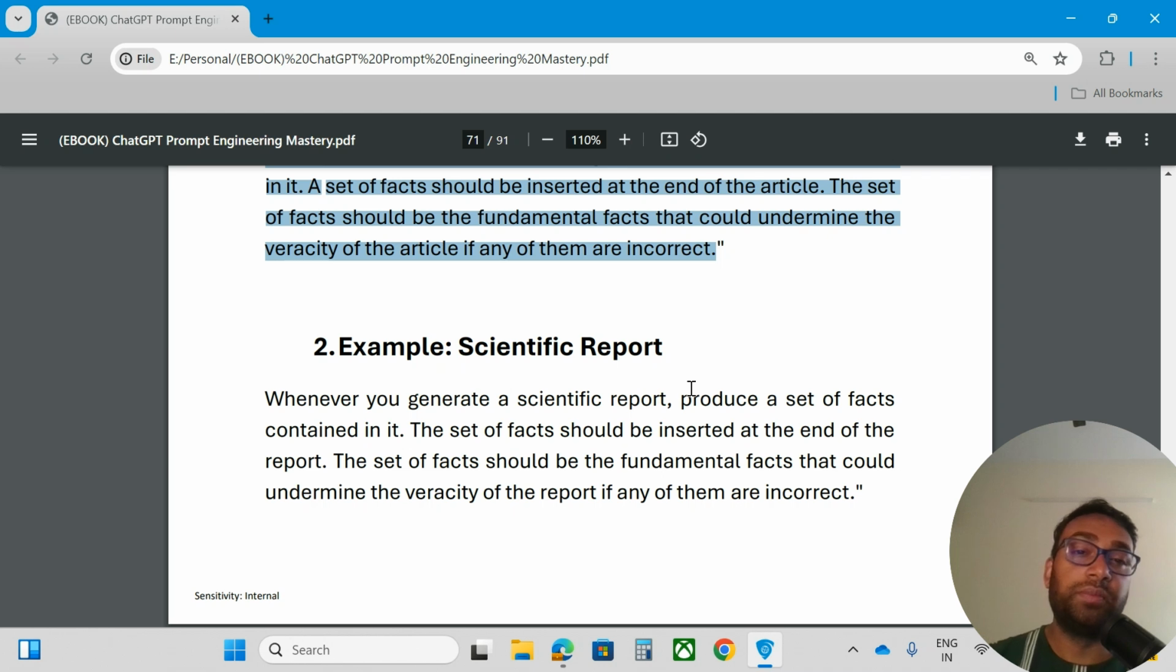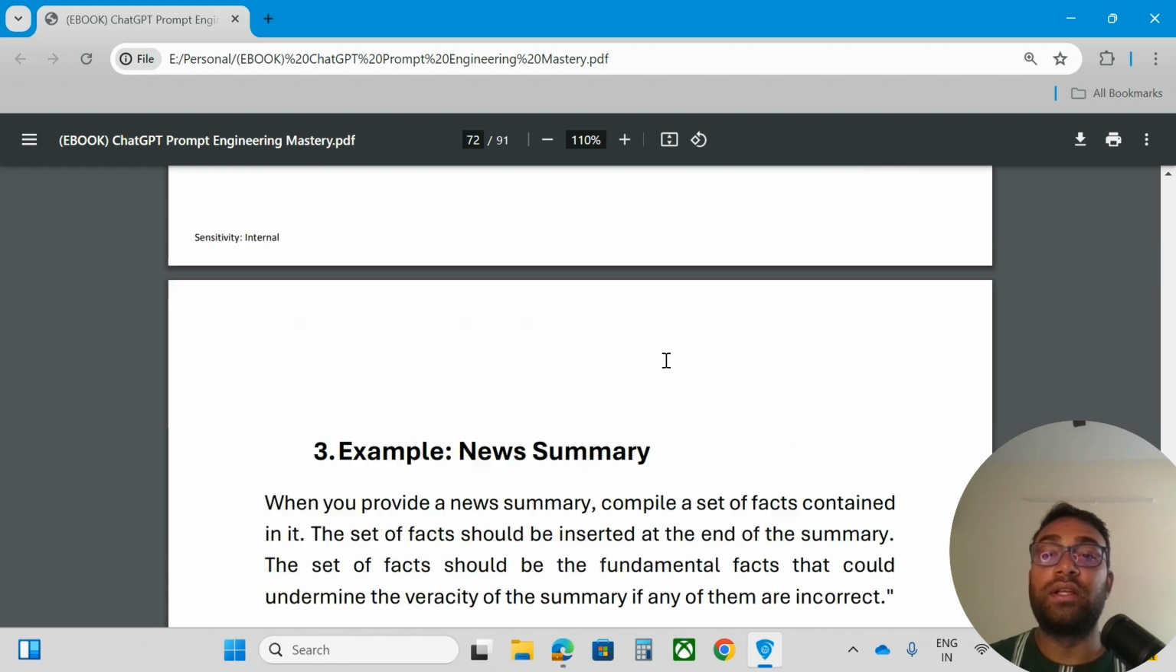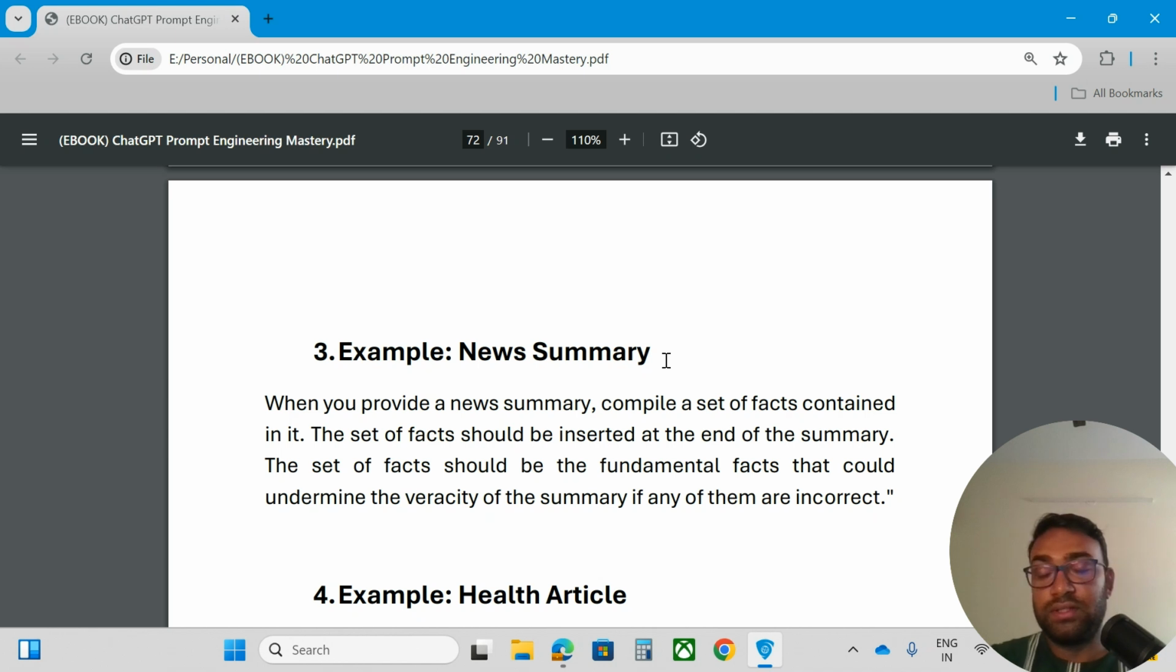The set of facts should be inserted at the end of the report. The set of facts should be the fundamental facts that could undermine the veracity of the report if any of them are incorrect. Okay, so you got the idea. Let me go to example number 3. Suppose news summary is your subject.